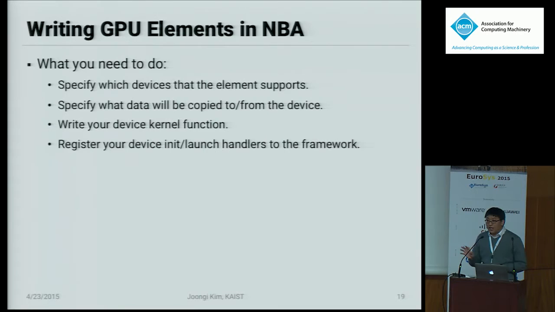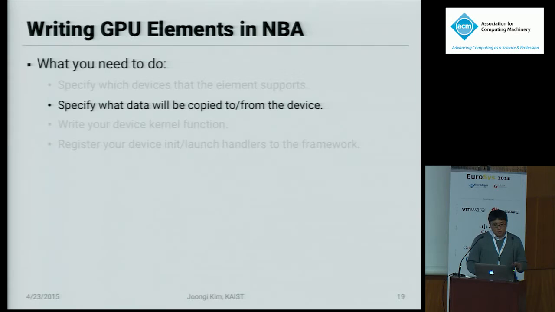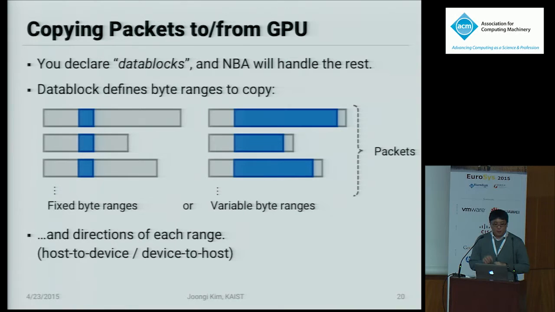To write GPU elements in NBA, you need to use several tasks as listed here. But most of them are straightforward, so I'm going to skip them. The most critical part is GPU buffer management, because it's most performance critical, and you may have a lot of bugs if you do not carefully program this. So let's see how NBA makes your life easier about this. In NBA, you don't have to write buffer management code by yourself at all. Instead, all you need to do is declare data blocks.